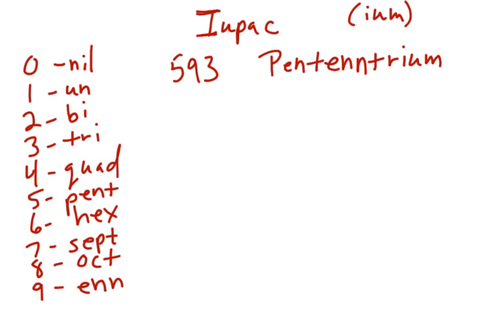That'd be element 593. What would the symbol be? Well, it'd be the first letter of each of these things. So it'd be the P, the E, and the N. So the symbol would be P-E-N.